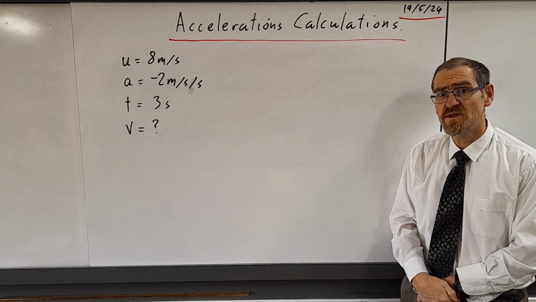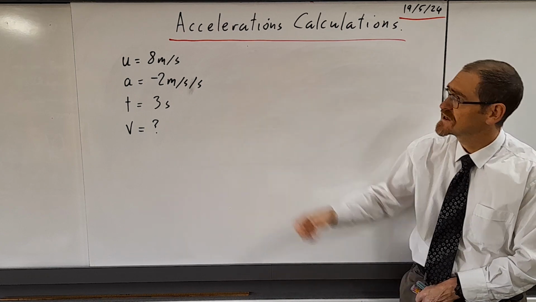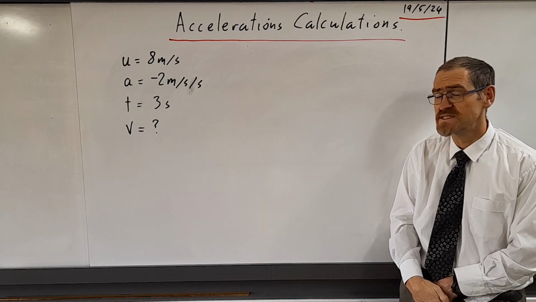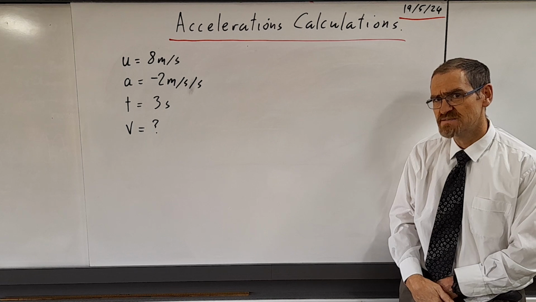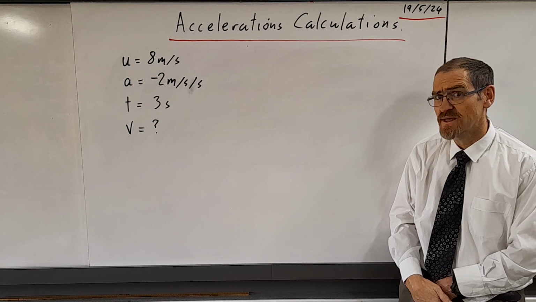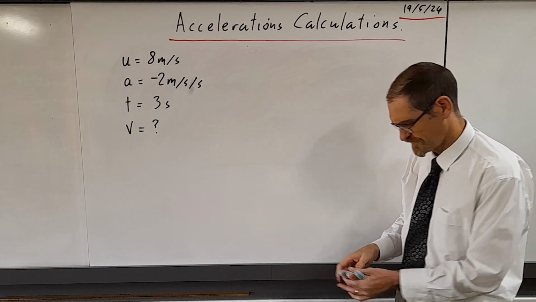We've listed our givens, and you'll notice that I've said that the initial velocity is 8 meters per second, positive. The time is 3 seconds, positive. But I've said that the acceleration is negative 2 meters per second per second. That's a negative value. He's slowing down. A diagram helps us to see what's going on.